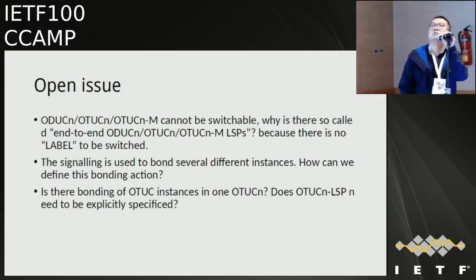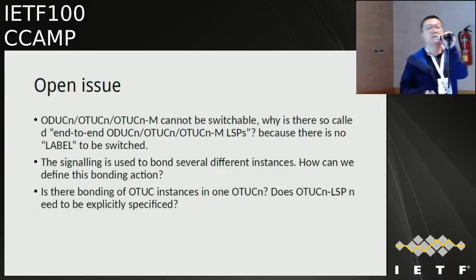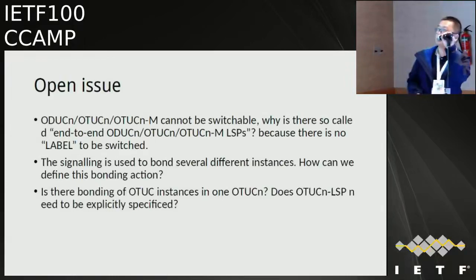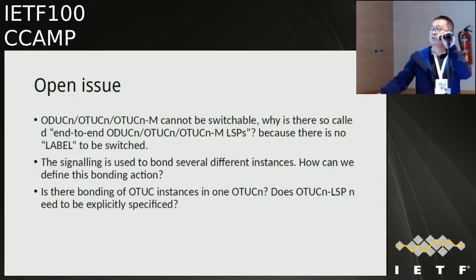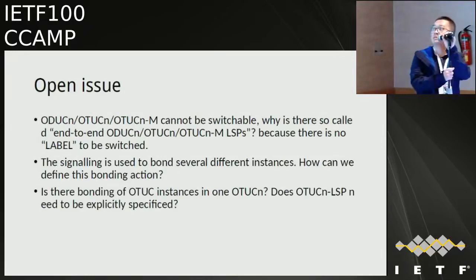During the discussion, we also have some open issues that I think we need to discuss this week. First is that OTUCn and OTUCn-DSM cannot be switched. So why is it a so-called end-to-end LSP? Because there is no label to be switched. Another issue is how we define the bounding action. Can we call this the setup of an LSP? Currently there is no answer. And the third one: is there a bounding of OTUCn instances in one OTUCn? Because some authors think that the OTUCn and LSP may not need to be explicitly specified. So we need to solve this problem.